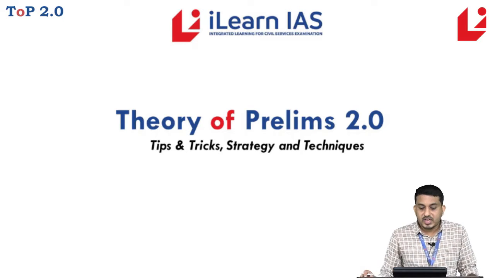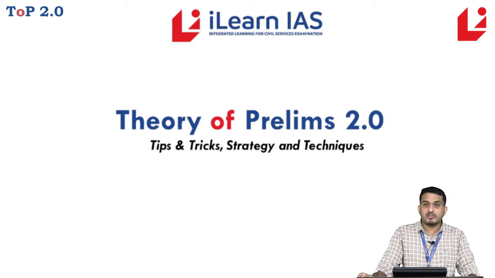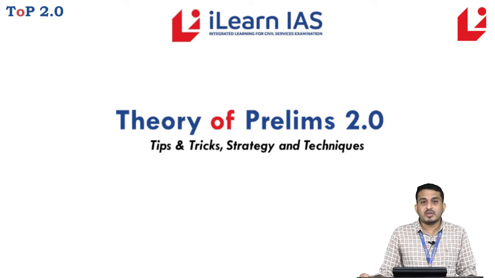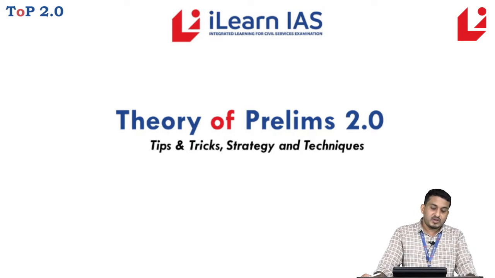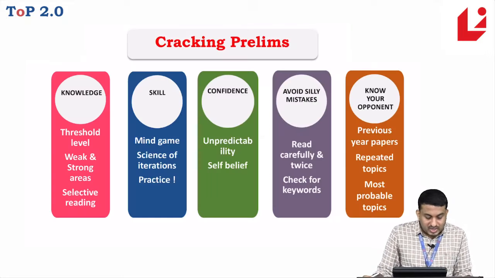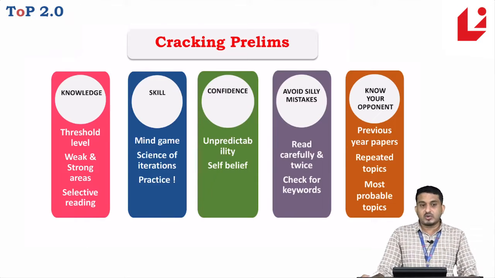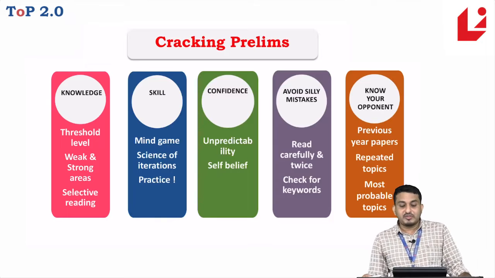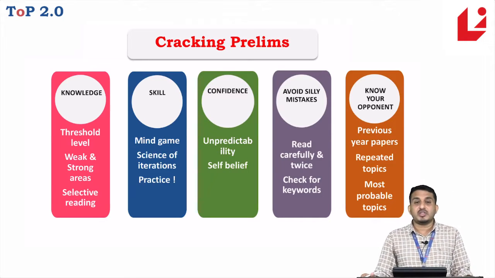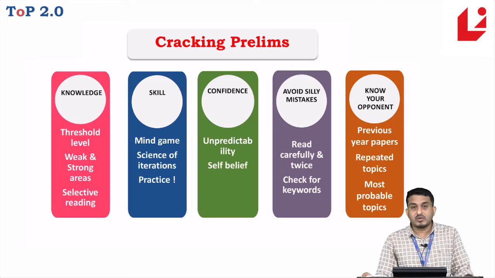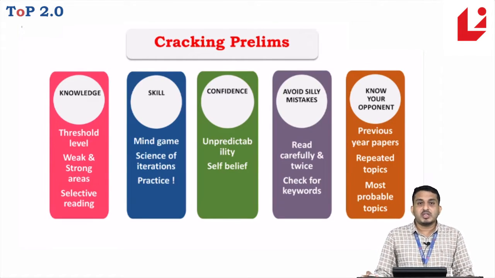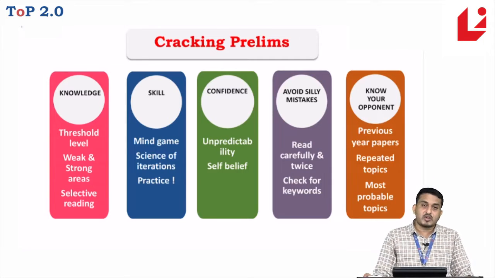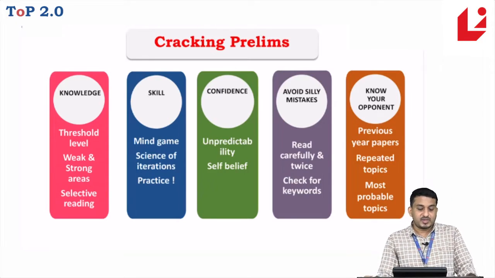Now this session I have divided into two parts. The first part deals with the 5 important aspects that actually help aspirants in cracking the prelims examination. The first part gives a better idea of what questions to attempt, what questions to leave, and how to manage time better in the examination hall, how to avoid silly mistakes, and also I shall give you a brief idea regarding the repeated topics that have been asked in the examination.